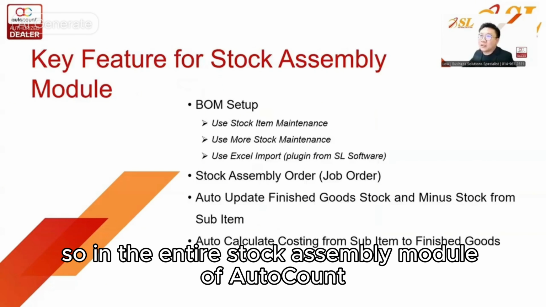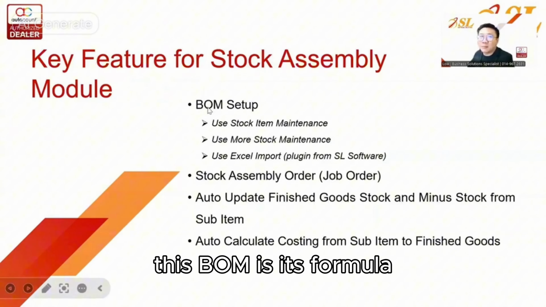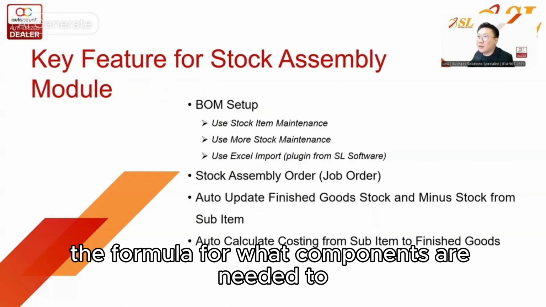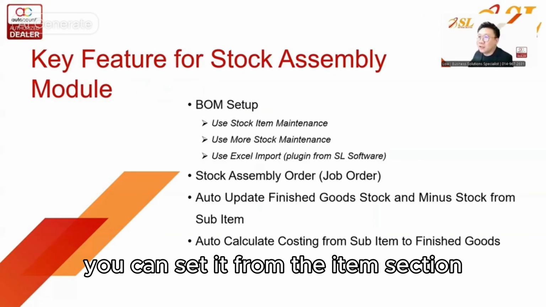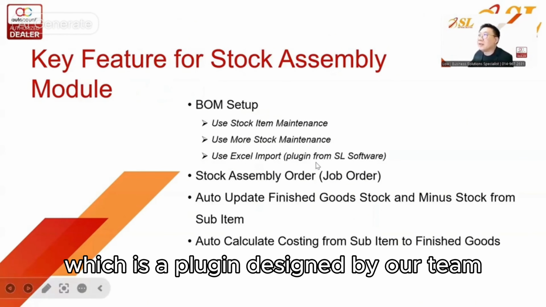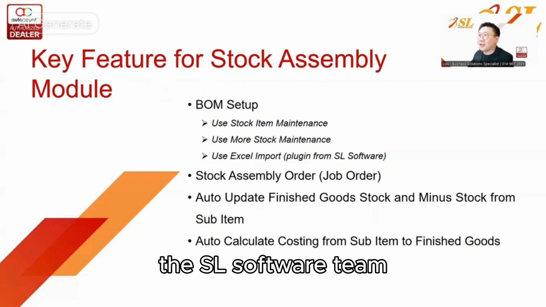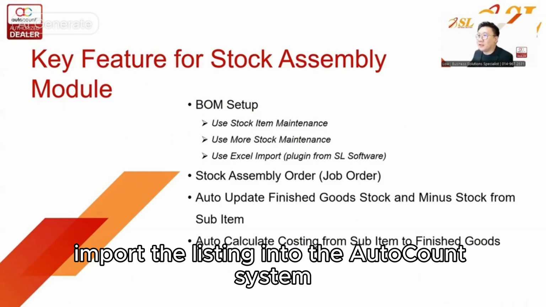So in the entire stock assembly module of AutoCount, you first need to set this BOM. This BOM is the formula, the formula for what components are needed to become a product. So you need to set it first. You can set it from the item section, use more stock maintenance, or use Excel, which is a plugin designed by our team, the Excel Software team. You can buy this plugin from us to import the listing into the AutoCount system.